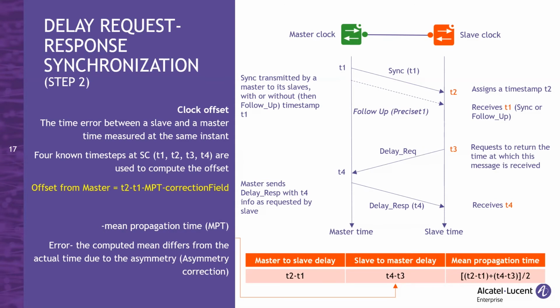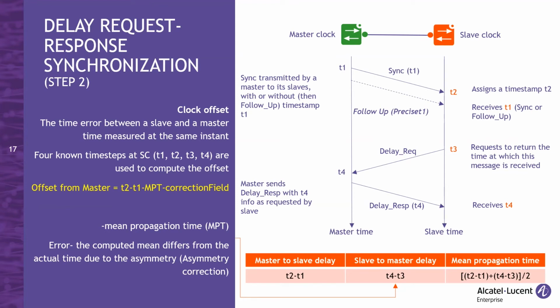By synchronization, we want to reduce the clock offset as much as possible, and ideally, there will be no offset at all between different clocks in the network. Clock offset is a time error between a master and a slave time measured at the same instant. Presented here are details of delay request response synchronization. A master clock will send sync message to a slave with T1 timestamped time information at egress.